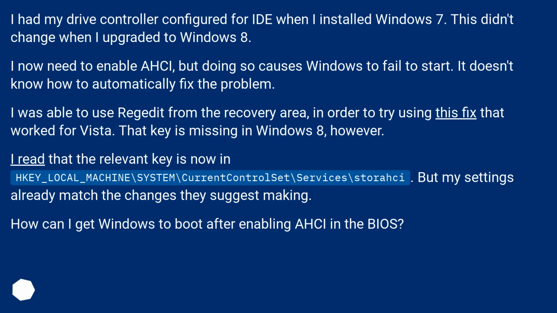I was able to use regedit from the recovery area, in order to try using this fix that worked for Vista. That key is missing in Windows 8, however. I read that the relevant key is now HKEY_LOCAL_MACHINE/System/CurrentControlSet/Services/storahci. But my settings already match the changes they suggest making. How can I get Windows to boot after enabling AHCI in the BIOS?